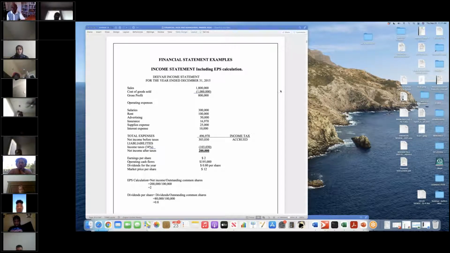Okay, the first statement that we're going to learn how to prepare is the income statement. That statement begins with your revenue, and then we're subtracting it. We have inventory that we sell. We subtract that to get the gross profit. Then we subtract the operating expenses to get the net income before taxes. Then we have to calculate the taxes to come up with our net income after taxes. So this is where we're trying to go.